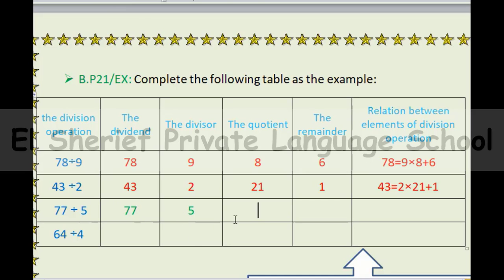77 divided by 5, so we write 77 and write 5. And the quotient equals what? We will go back one step, so we get 76. 76 can't be divided by 5, so back another step. So 75. Can 75 be divided by 5? Yes, it can. Why? Any number whose unit digit is 5 or 0 can be divided by 5.